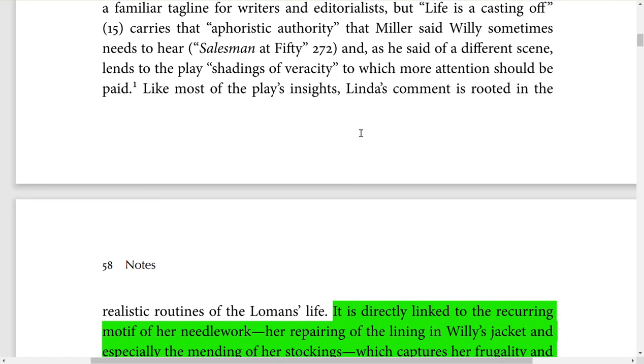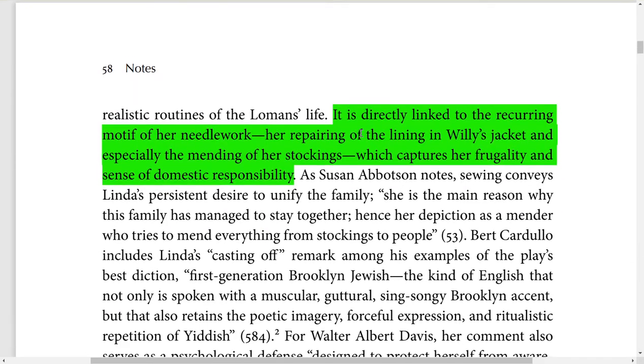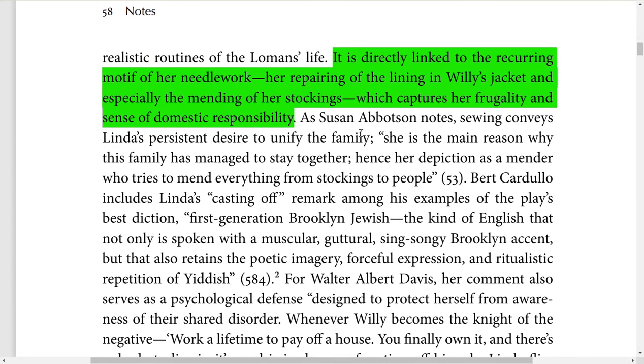"Like most of the play's insights, Linda's comment is rooted in the realistic routines of Loman's life." Okay, that's the observation. Unpacking the focal point, the phrase: "It is directly linked to the recurring motif of her needlework, her repairing of the lining in Willy's jacket, and especially the mending of her stockings, which captures her frugality and sense of domestic responsibility."